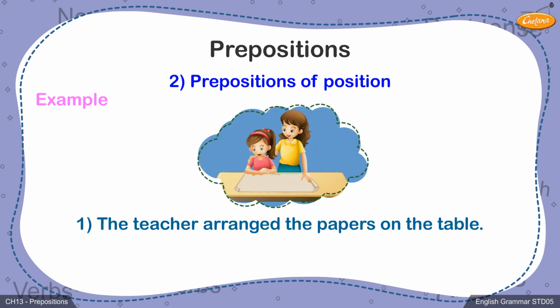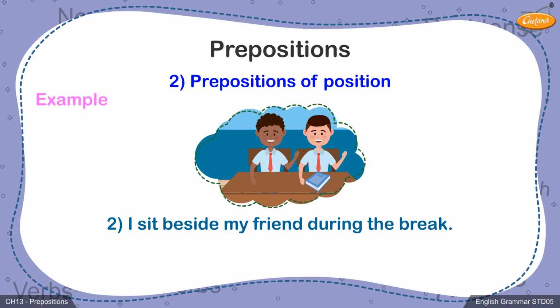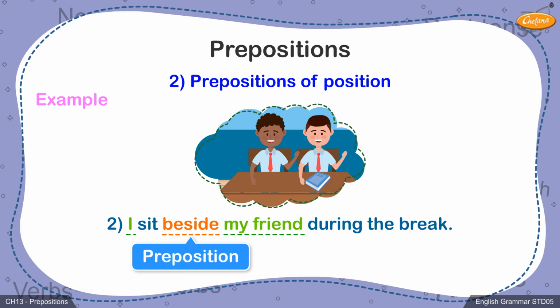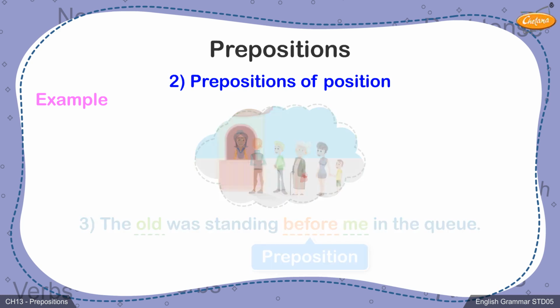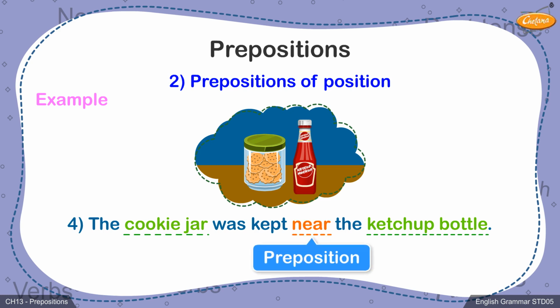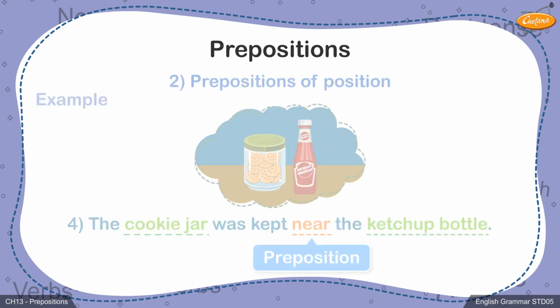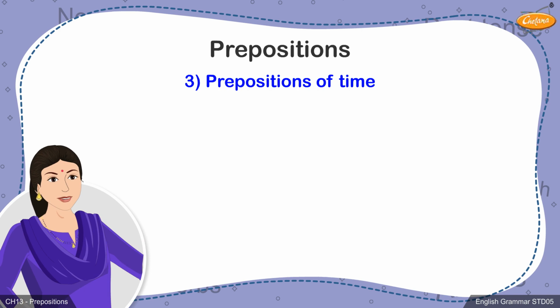In these sentences, the preposition on connects the papers and the table, whereas the word beside connects two nouns, I and my friend. In the third sentence, the word before indicates the position of the old lady who was standing in front of me in the queue. In the last sentence, the two nouns cookie jar and ketchup bottle are connected using the word near, which indicates position. The third type of preposition you will be learning about is prepositions of time.